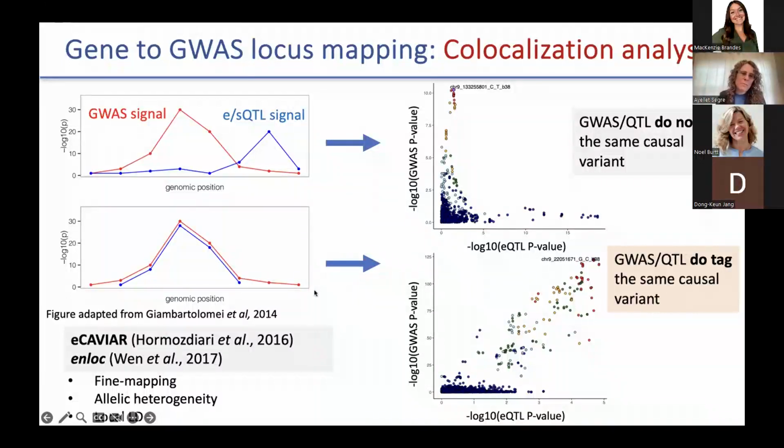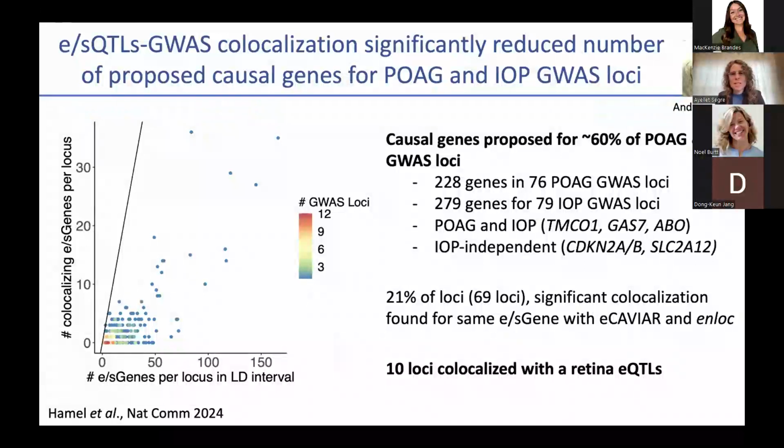And so these colocalization methods output a posterior probability that the GWAS and QTL signals are tagging the same causal variant. We applied this to all of the POAG and IOP loci, and found significant colocalization for about 60% of the POAG and IOP loci, suggesting over 200 genes in 76 POAG loci and about 280 genes for 79 IOP loci. Some of them were overlapping, such as the TMCO1 locus or GAS7, and some seem to be POAG specific, independent of IOP, such as the famous CDKN2B-AS1 locus, which has the strongest association with normal tension glaucoma, and a glucose transporter.